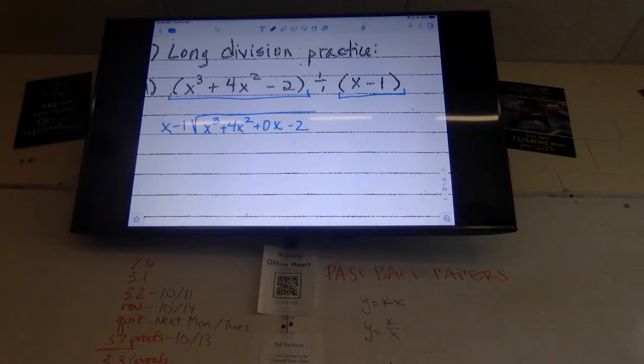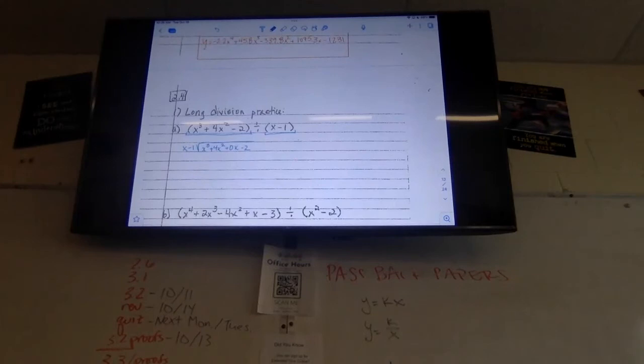It's just something similar to what we did. Yes, I believe you have already seen this. We're going to do synthetic division after this, which will probably look more familiar because you guys seem to like synthetic division more.